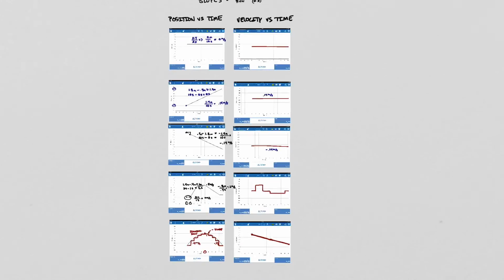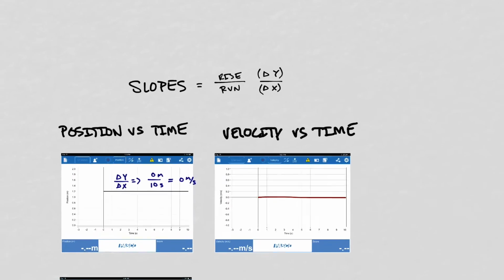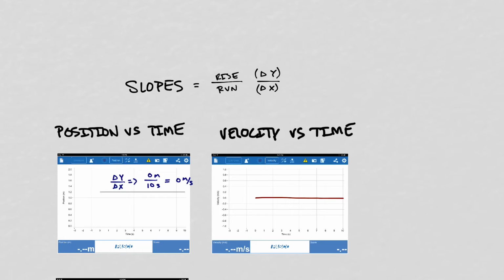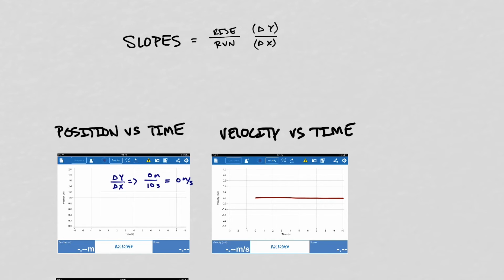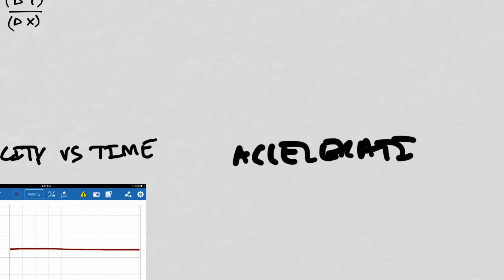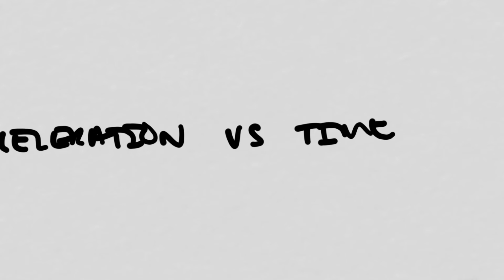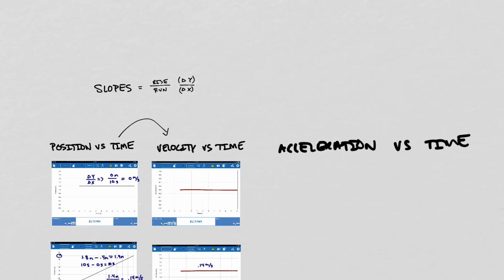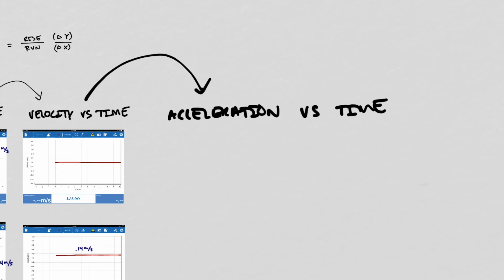And I want to tell you something else. We haven't talked about this, but you can take the slope of the position versus time graph and use it to calculate a velocity versus time graph. And in the same manner, you can take a velocity versus time graph, its slope, and use it to calculate an acceleration versus time graph.